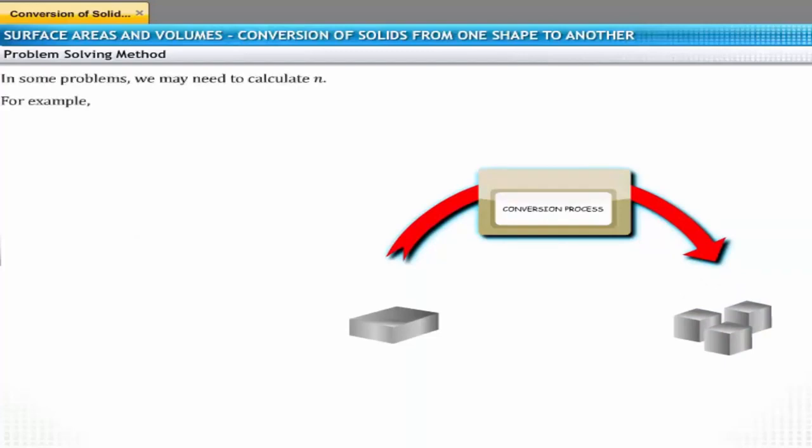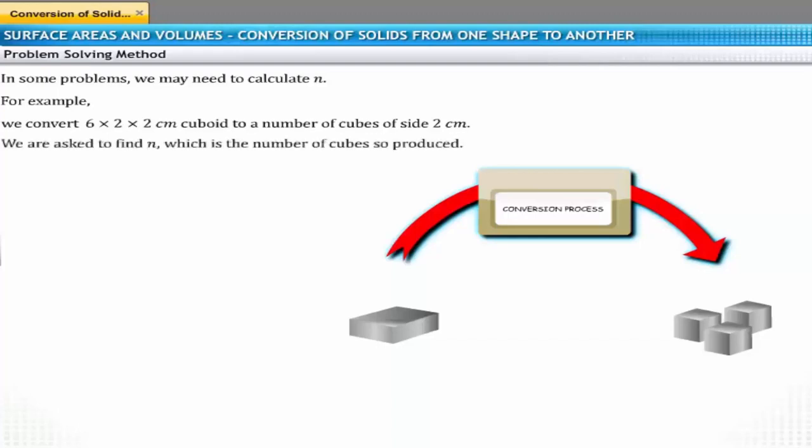For the example on the screen, we convert a cuboid of dimensions 6 into 2 into 2 centimeters to a number of cubes of side 2 centimeters. We are asked to find n, which is the number of cubes produced.